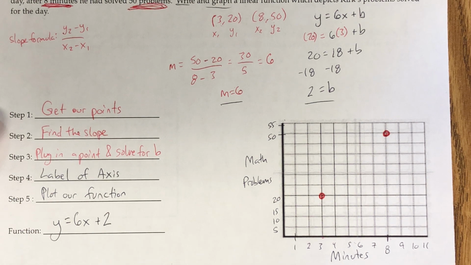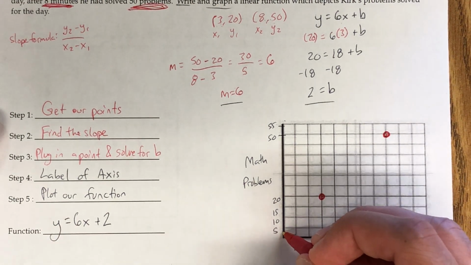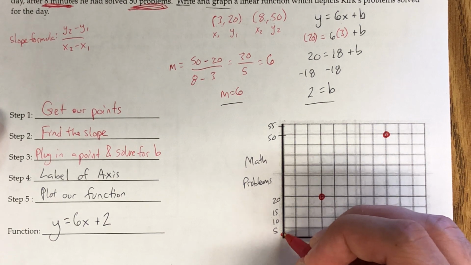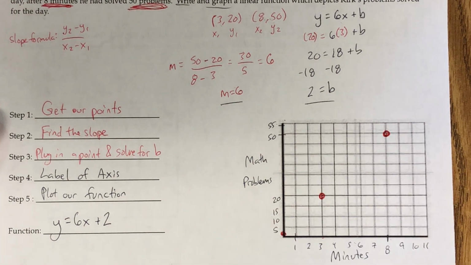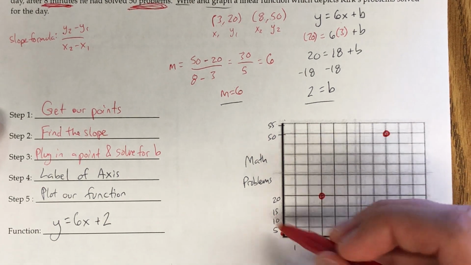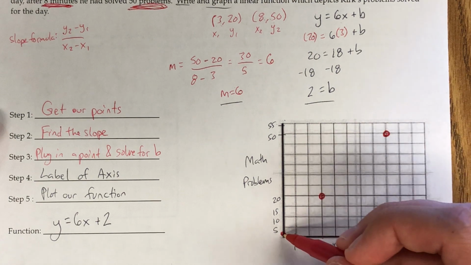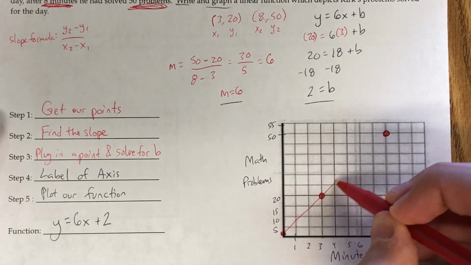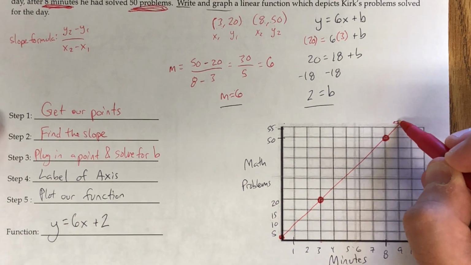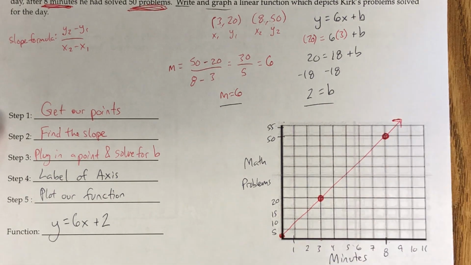In addition to that, from our line, we know the y-intercept is 2. So we can get another point right there. It's pretty close to 0. Now we have 3 points on this. You could go ahead and use that slope, go up 6 over 1 if you want to. But we have 3 points, and that should be enough for us to plot our function.